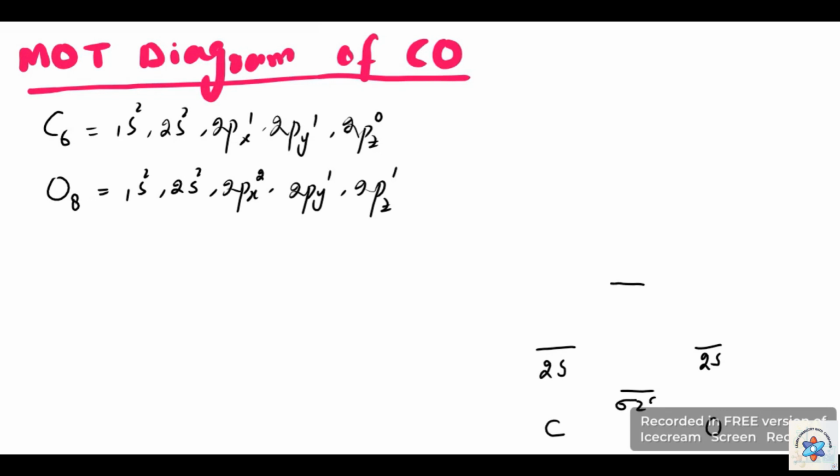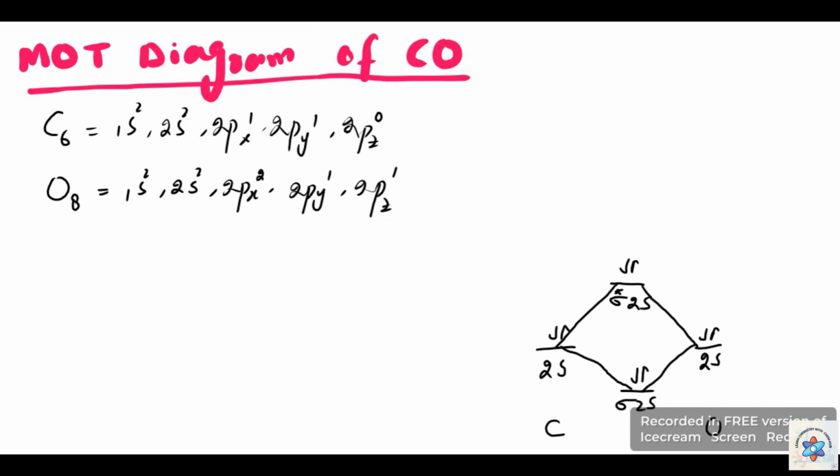As we know, s orbitals overlap head to head, so the resulting bond formed will be sigma. This will be the sigma star 2s. And as we know, the 2s orbital of carbon contains 2 electrons, and oxygen's 2s also has 2 electrons. Electrons are filled in these bonding or anti-bonding molecular orbitals according to the Aufbau principle. Here I am mentioning the electrons of these orbitals.